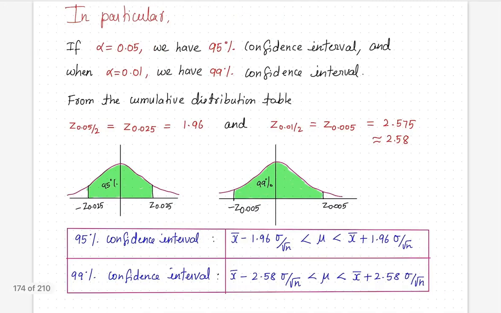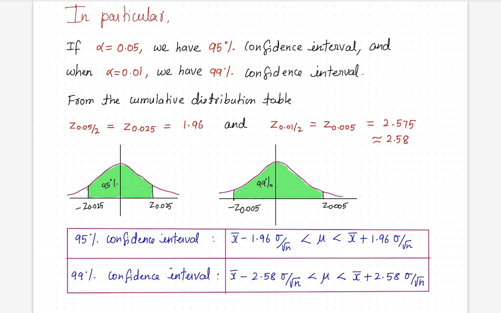Next, in particular, if alpha is equal to 0.05, we call this the 95% confidence interval. That is, with 95% confidence, we can say that mu lies between the two numbers I stated earlier. If alpha is equal to 0.01, then we have the 99% confidence interval. But if the percentage of confidence increases, the length of the interval also increases. You can observe this.